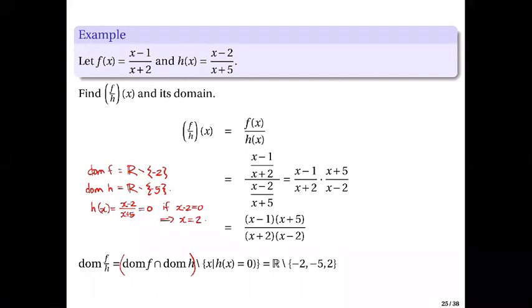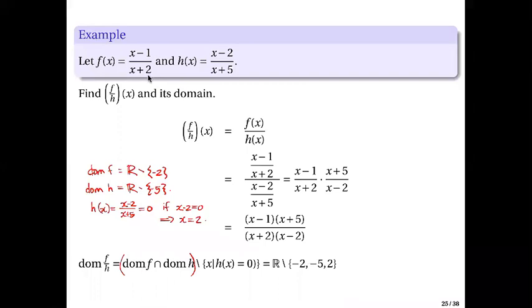The domain of f, as a rule, if you only have a rational expression, you always start with the set of real numbers. That's why you have this. And then you choose the numbers to be removed. You choose them by solving for the denominator equals 0. So x plus 2 equals 0.